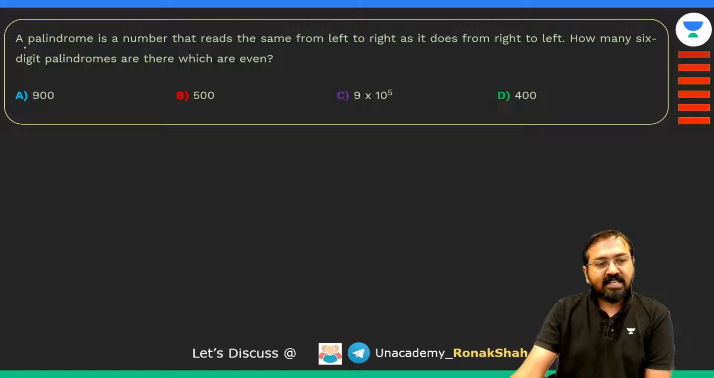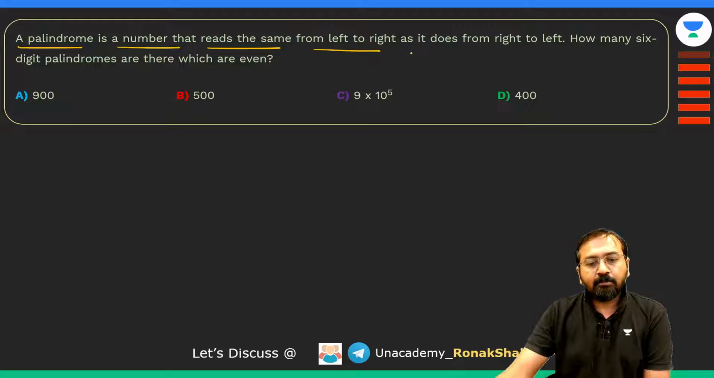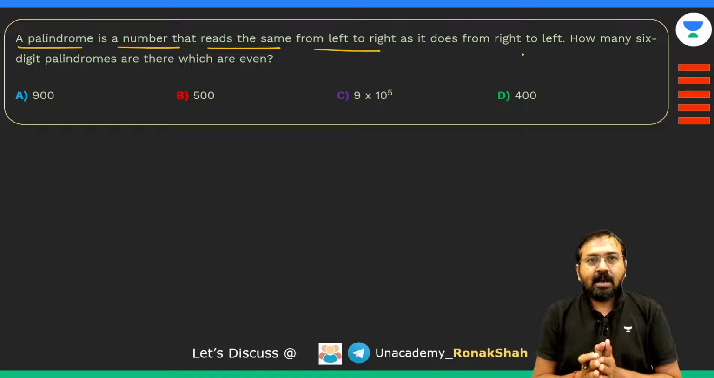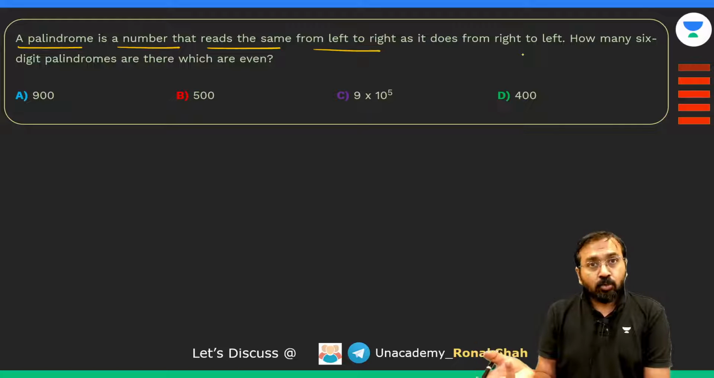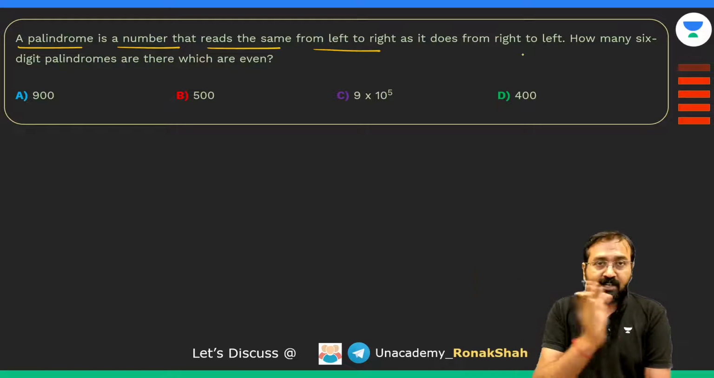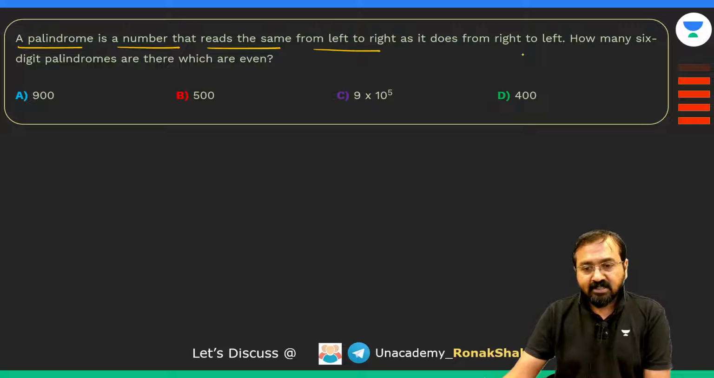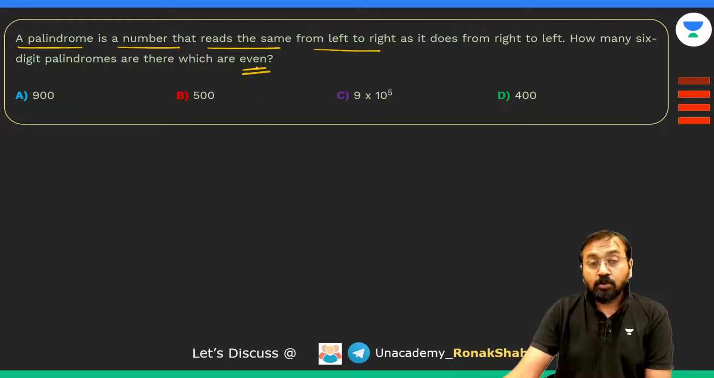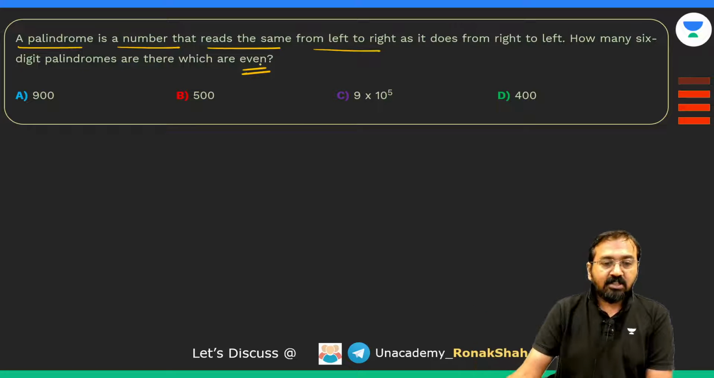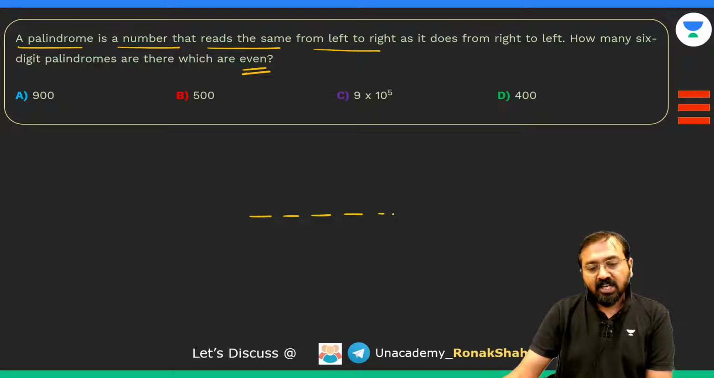This question says that a palindrome is a number that reads the same from left to right as it does from right to left. Well, a symmetrical number. For example, a number like 121 or even 222 is a palindrome, because if you read from left to right or right to left, it will read the same. So how many 6-digit palindromes are there which are even? Okay, now that's the condition. Don't miss such small words, otherwise the question would go wrong. So we need to create 6-digit palindromes which are even.